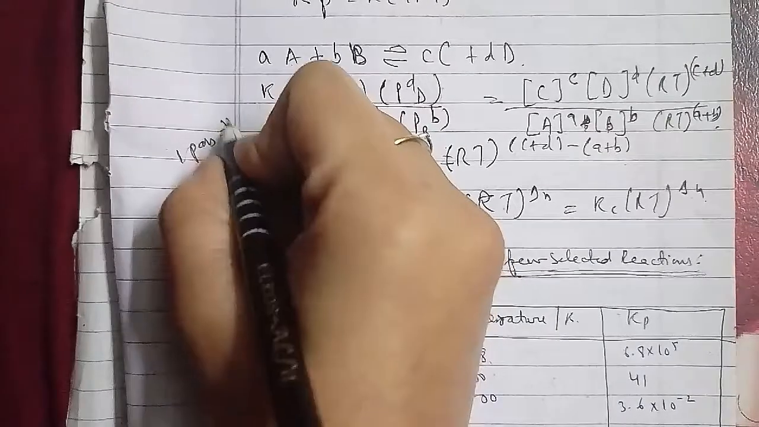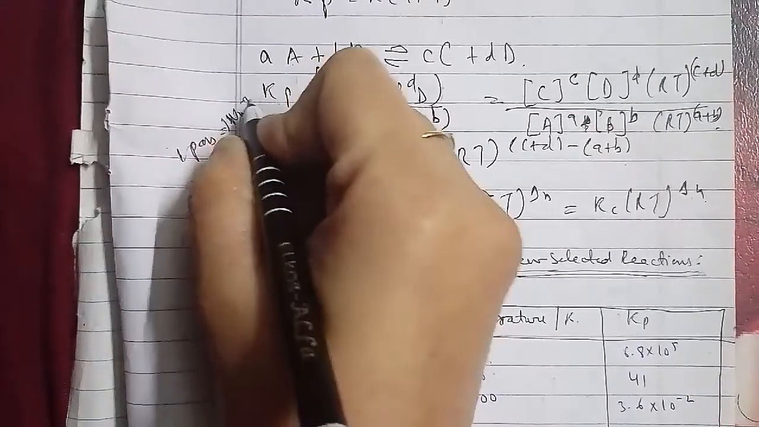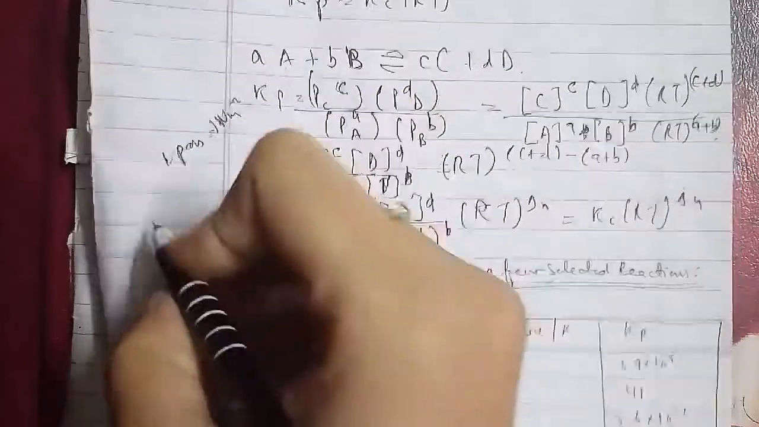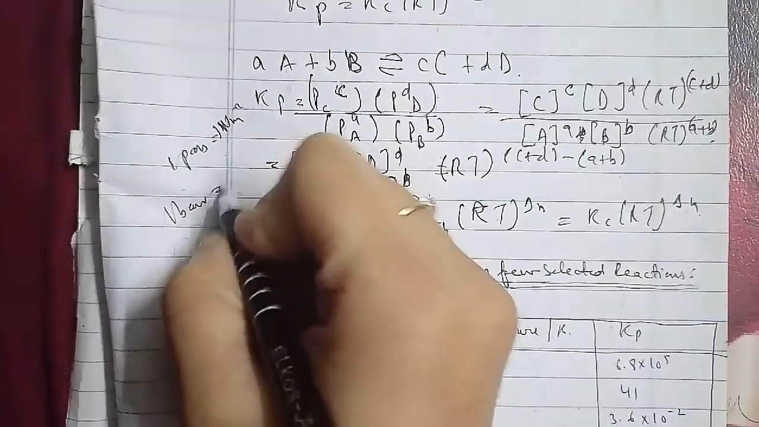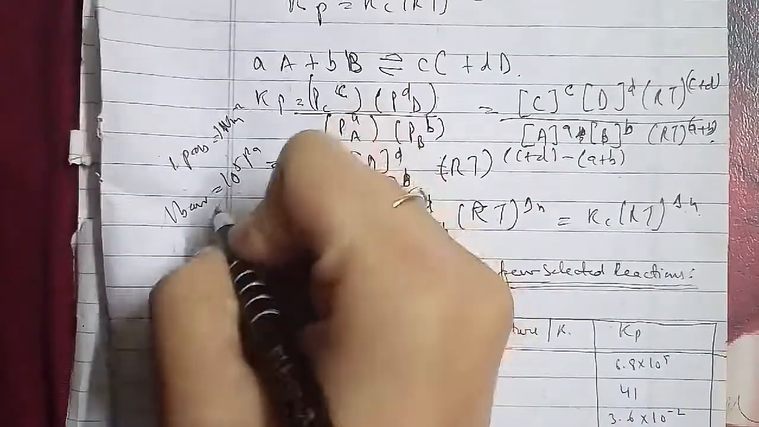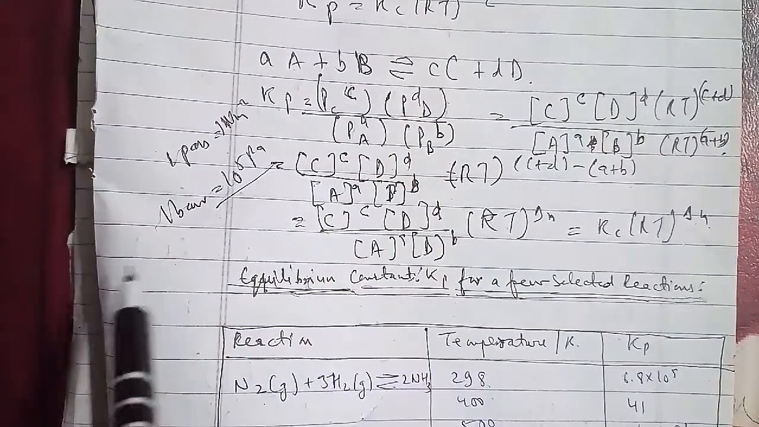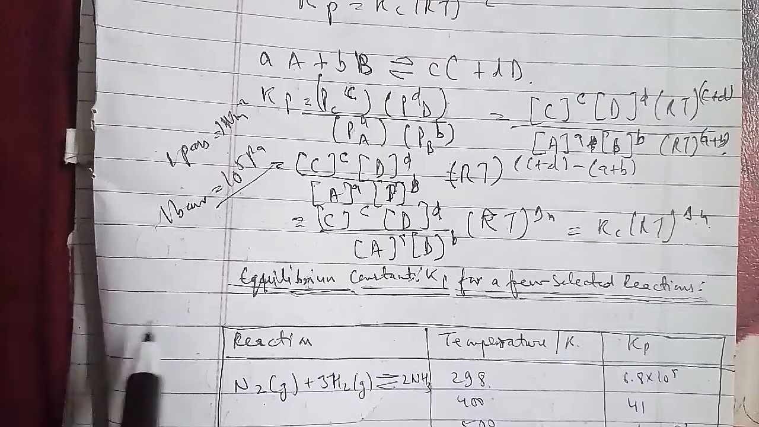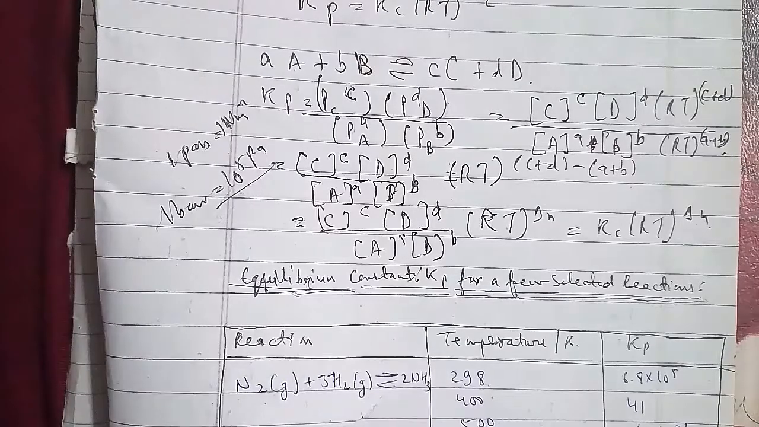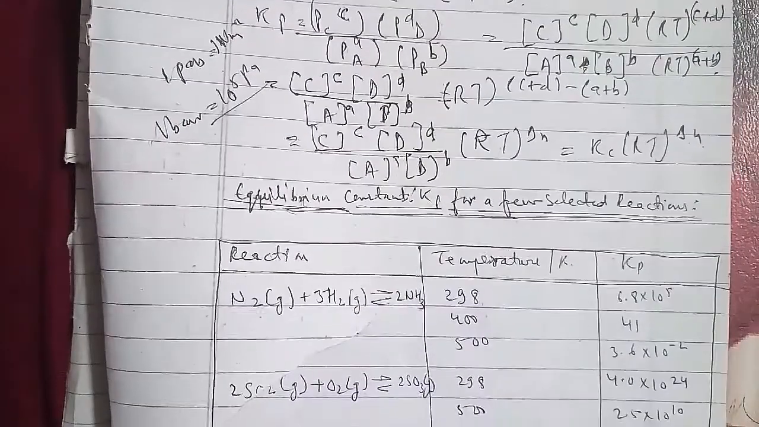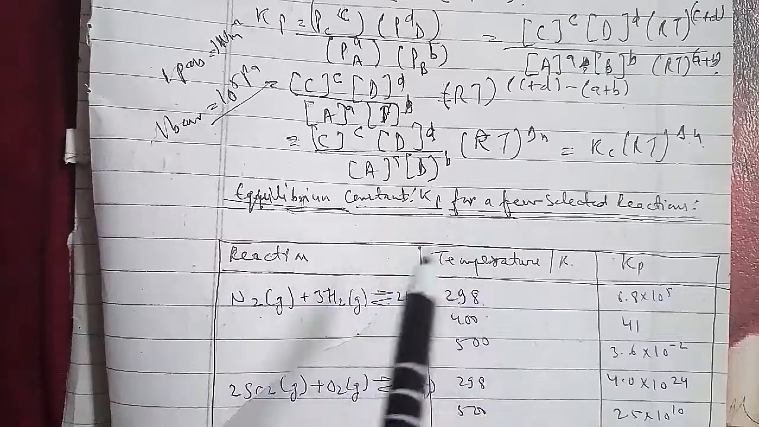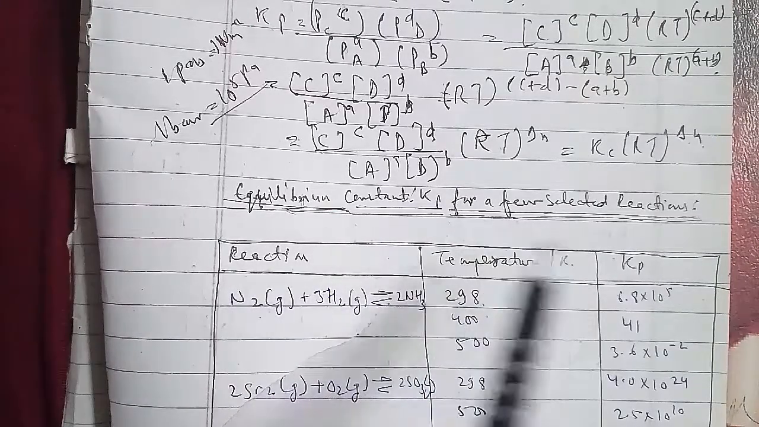And the Kp values for a few selected reactions at different temperatures we will discuss here, and here these are the equilibrium constants Kp for a few selected reactions, with the reactions and the temperature as well as the Kp we have here. Here we can see N2 in the form of gas plus 3H2 that gives 2NH3, and for that we have temperatures in Kelvin that are 298, 400 and 500.